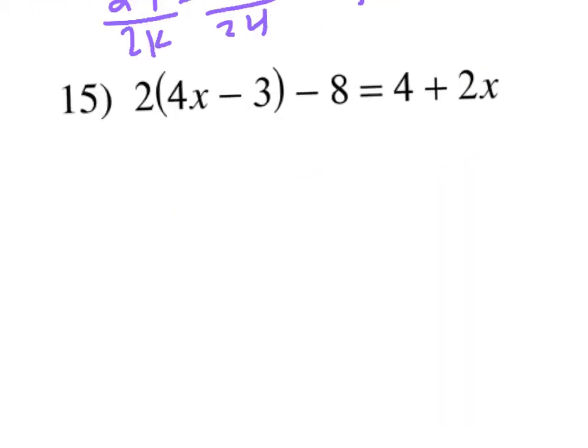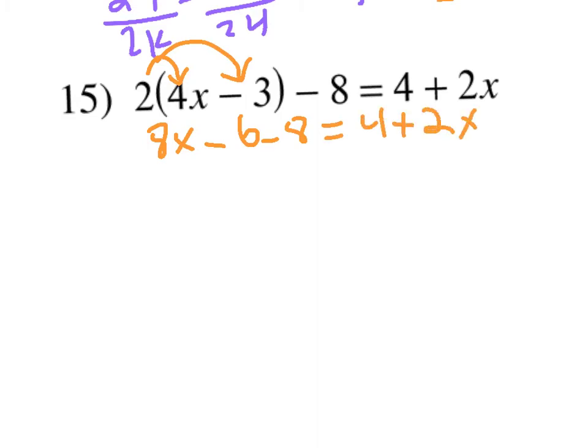For number 15, we're going to have to distribute first, and then we're going to have to combine like terms. We know we're going to have to combine like terms because we see this negative 3 and this negative 8. But I'll show you that. I want to, in orange, show you the distribution first. So that's 8x minus 6 minus 8, because we didn't mess with the 8 yet, equals 4 plus 2x. Combine like terms, 8x minus 6 and minus 8 combined is minus 14 equals, again, if I'm making any mistakes, I'm doing it on purpose. You should try to catch them. But so far I think I'm good.